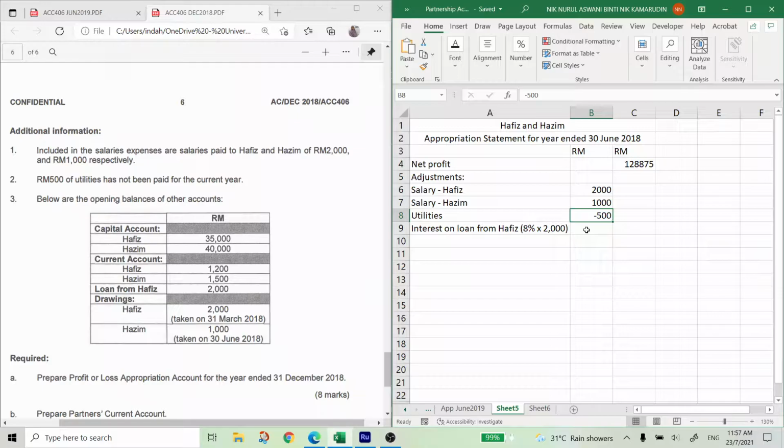The computation of interest on loan is on a timely basis, meaning that starting from the date the loan was given to the business. But in this case, the amount is maybe from the previous year, because this is an opening balance. So the computation will be from 1st January to 31st December 2018, for one whole year. So this one also will reduce the net profit.